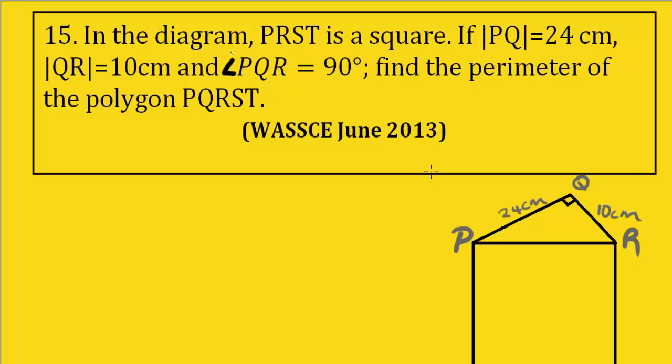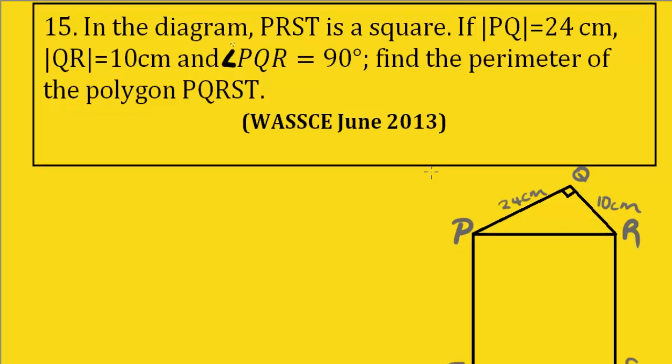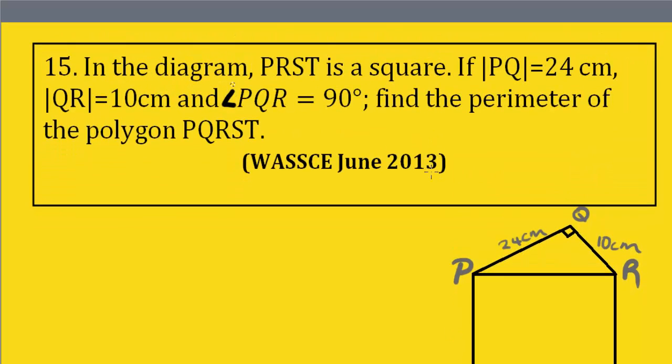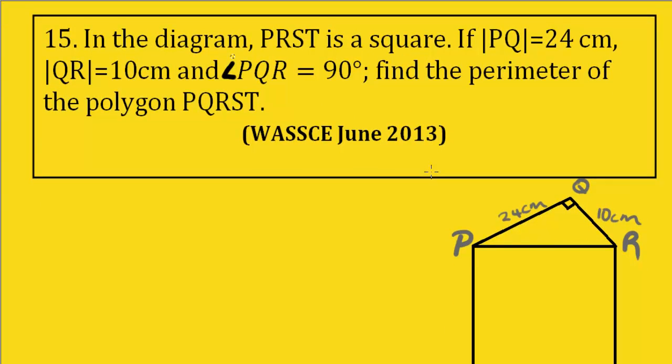Here I have question 15 of the June 2013 WAEC Maths exam. And it says, if in the diagram below, so that's this polygon diagram here, PRST is a square. If the side PQ is 24 centimeters, so that's the length of the side PQ, 24 centimeters, and the side QR is 10 centimeters, and the angle PQR is 90 degrees, which has been made obvious already by the right-angled sign here, find the perimeter of the polygon PQRST.